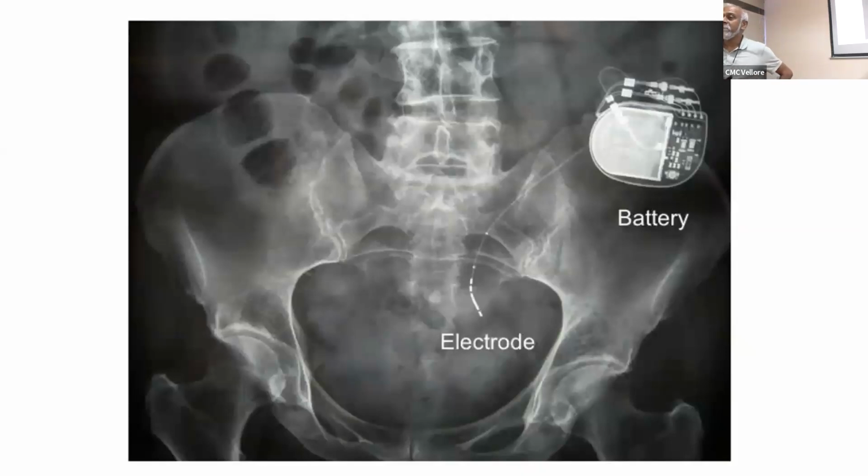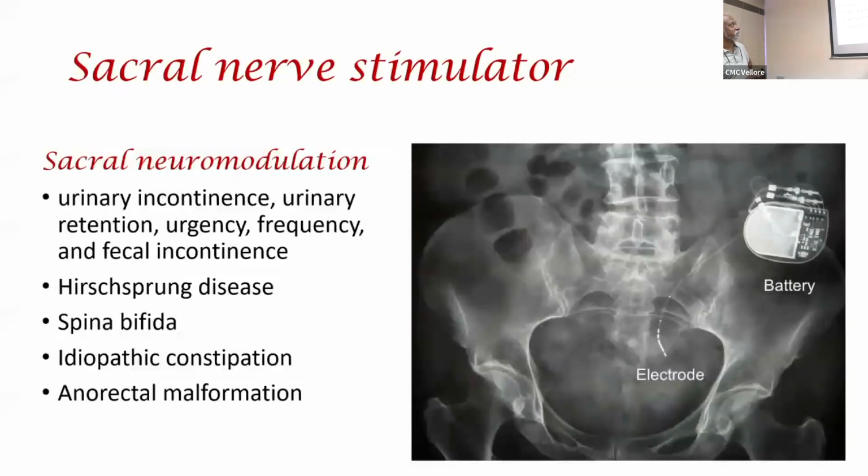No guesses? Bladder. So this is a sacral nerve stimulator. This is for sacral neuromodulation, and the indications are quite a few: urinary incontinence, urinary retention, fecal incontinence, a whole lot of them. And these are the kinds of diseases: Hirschsprung disease, spina bifida, idiopathic constipation, rectal malformation.